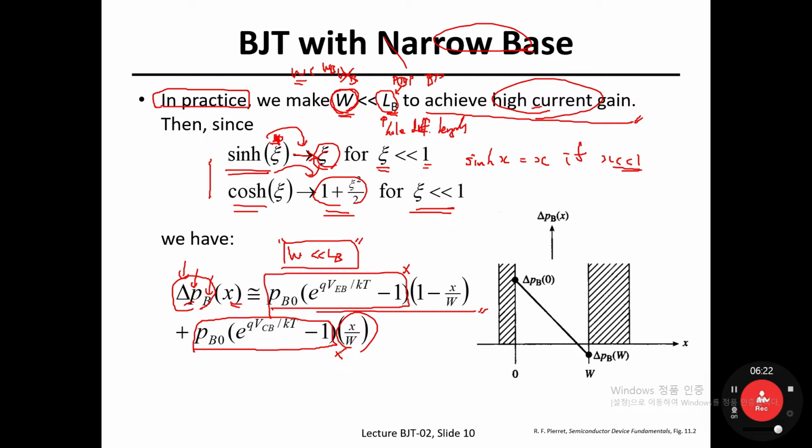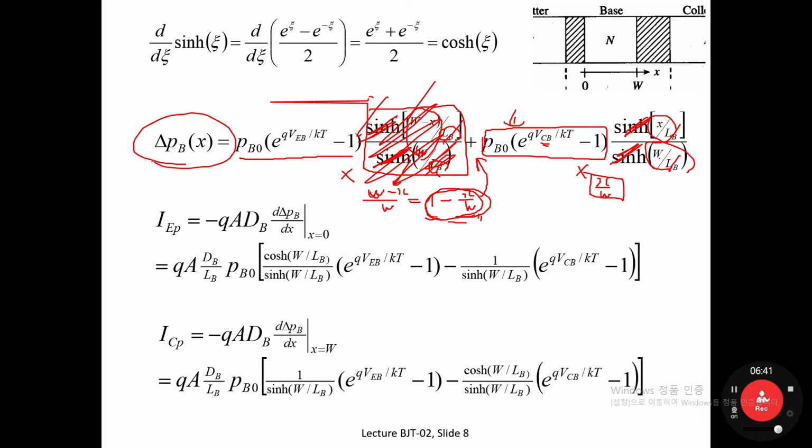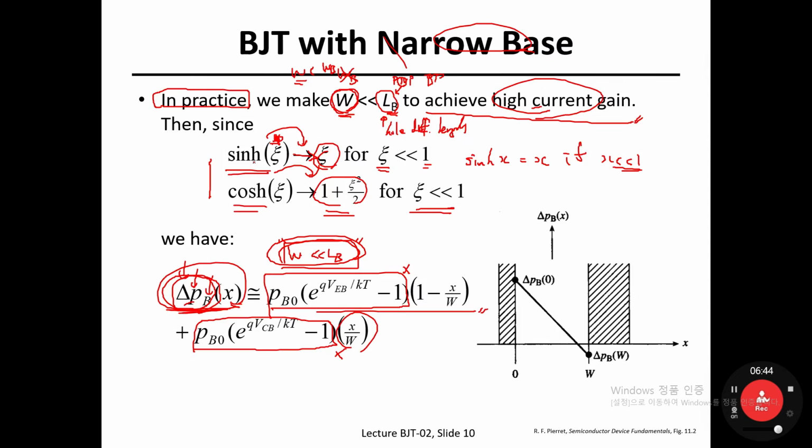So this equation for delta P sub B as a function of x is a simplified version when W is much shorter than L sub B. The full version of the equation for delta P sub B as a function of x is given here. That is the full version. But as long as the quasi-neutral base region total width is much shorter than L sub B, the minority carrier diffusion length, then you can use this simplified version. Take a look at here: as a function of x, x and x. This is a kind of y equals ax plus b, a first order polynomial equation. Very simple one.